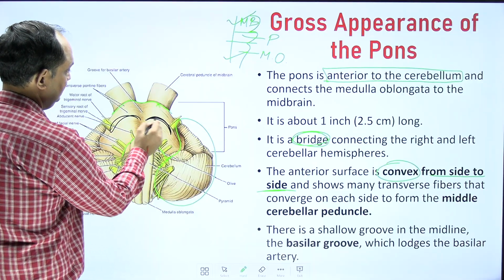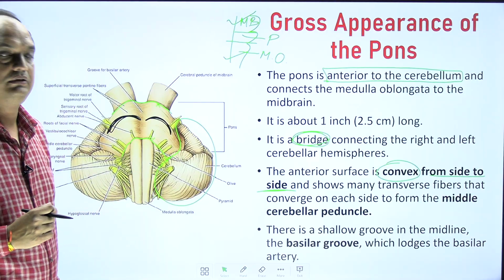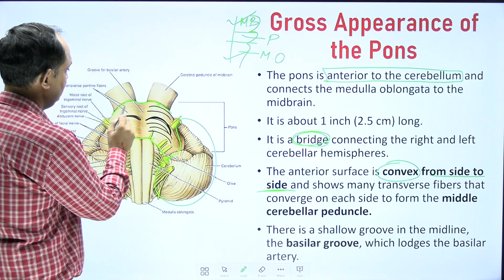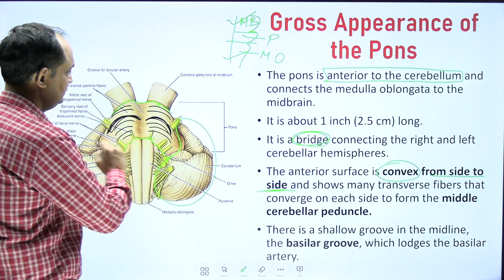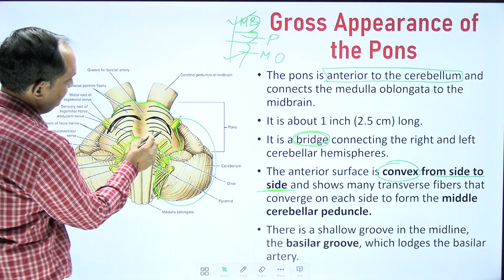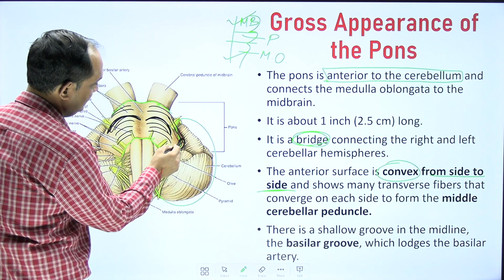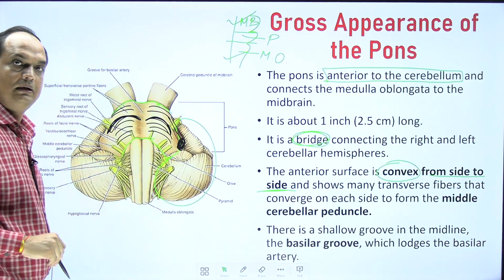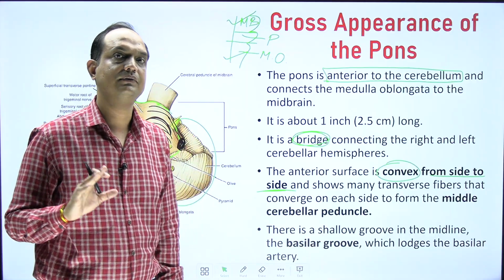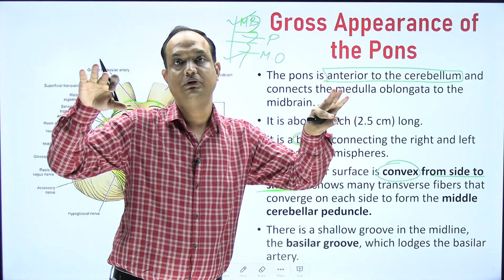Now this is the convexity, and whenever you have the pons in your hand in the dissection hall, you will realize that there are multiple fibers present on the external surface of the pons. These fibers are known as transverse fibers, and they go towards the cerebellum, and this is known as the middle cerebellar peduncle. Clear? So this is one thing: the external surface of the pons shows convexities from the midline on both sides.